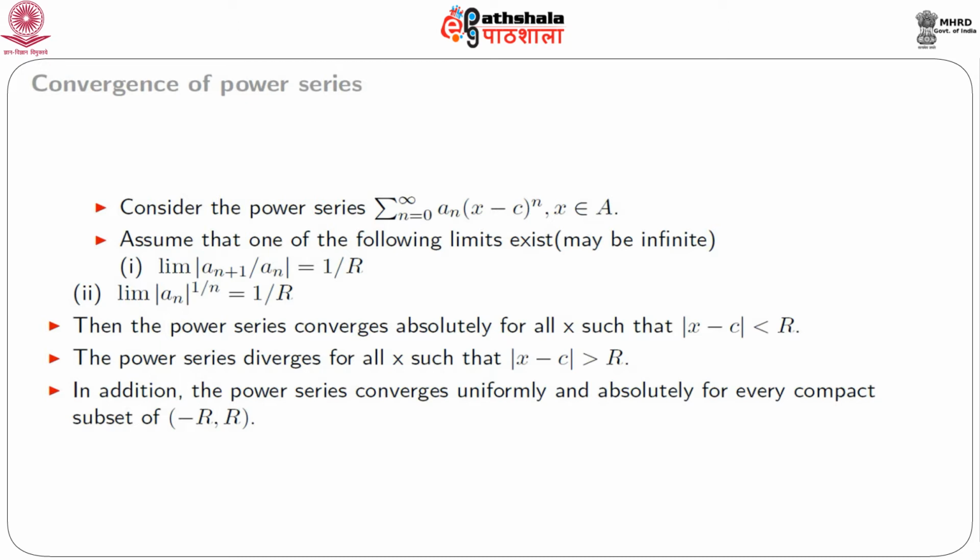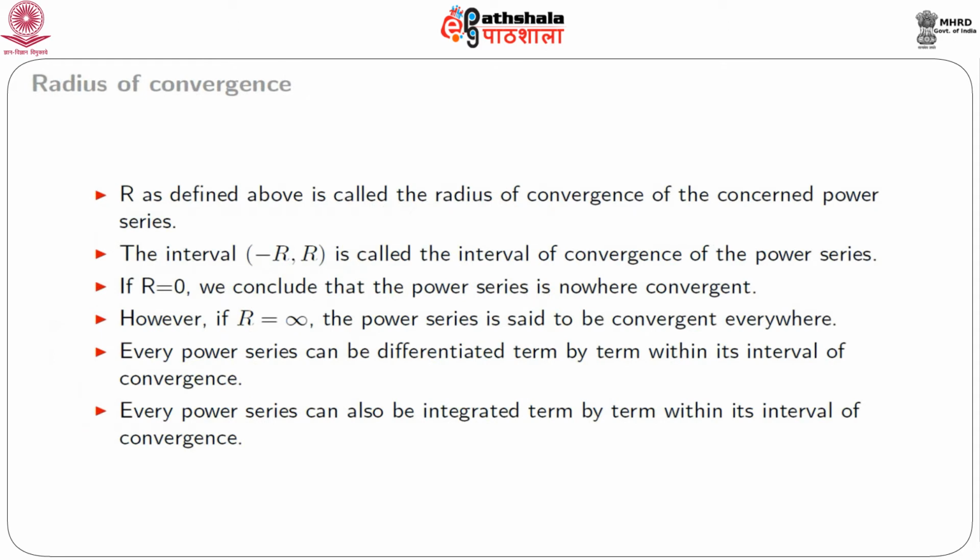In addition, the power series converges uniformly and absolutely for every subset of (c minus r, c plus r). So, let us define radius of convergence. r is defined as the limit. So, this r is called the radius of convergence of the concerned power series. The interval minus r to plus r is called the interval of convergence of the power series. If r equal to 0, we conclude that the power series is nowhere convergent. However, if r equal to infinity, the power series is said to be convergent everywhere.